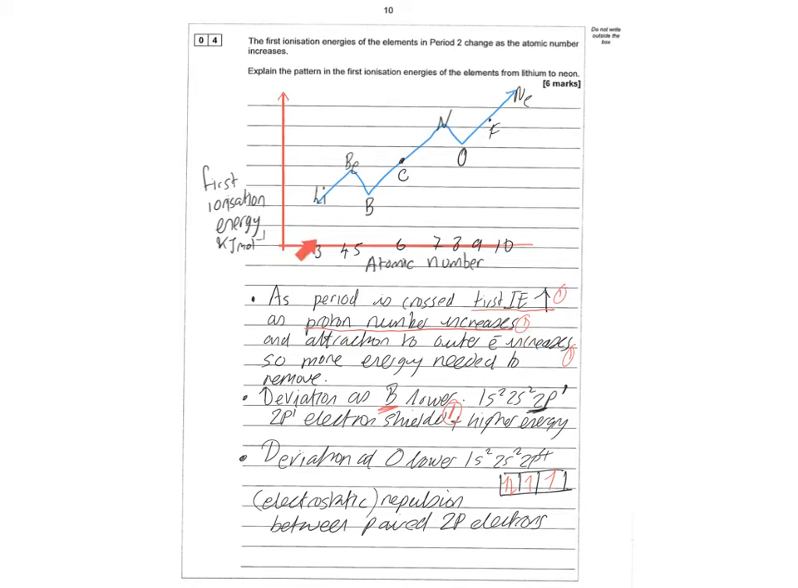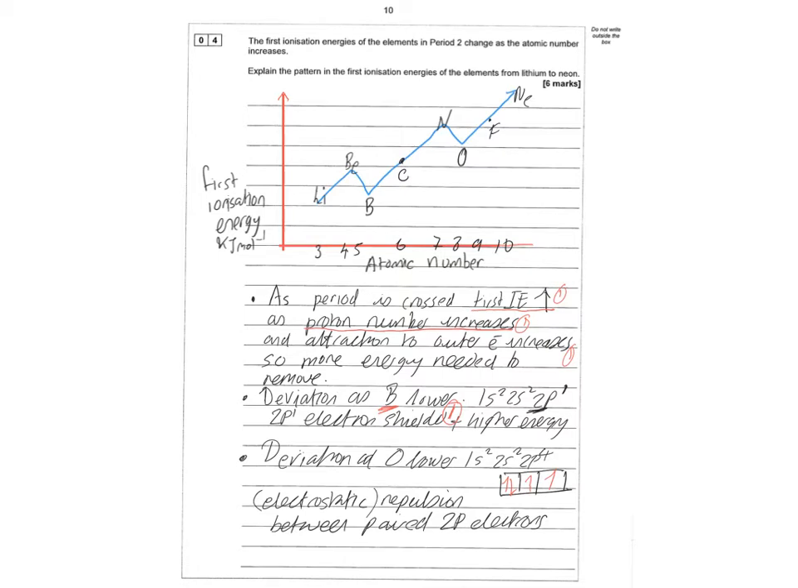So if you drew the diagram, it's a lot easier to explain the graph than to wander off not knowing where you're going. And it's a lot easier for the person who's marking it. So you got a mark for saying why the first ionization energy increases as you go across a period. Why? Because proton number increases and the attraction of the outer electron increases, so more energy is needed to remove it. Nice, easy 3 marks.